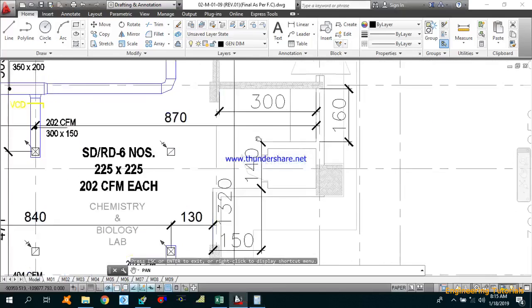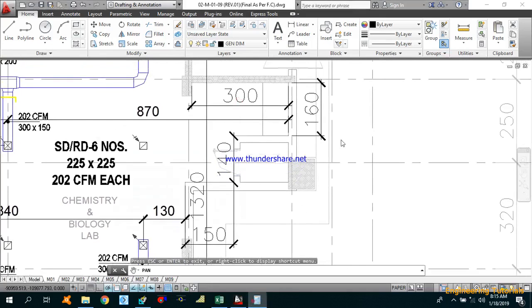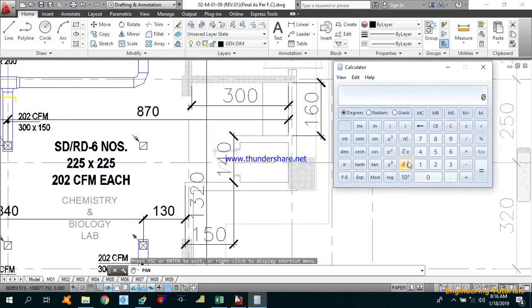Also this area is included: 3 meter by 1.6 meter is this area, plus 1.5 meter into 1.4 meter is this area. That total area will also be added in the chemistry and bio lab, because this is part of the lab area. So 3 by 1.6 is 4.8 square meters, plus 1.5 into 1.4, that is 2.1, giving 6.9 square meters.